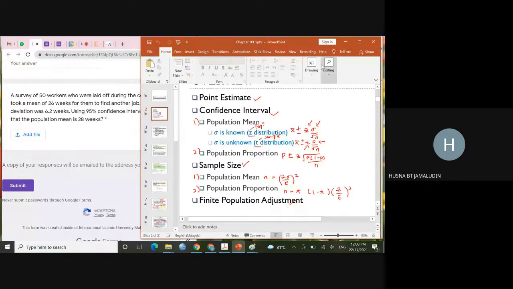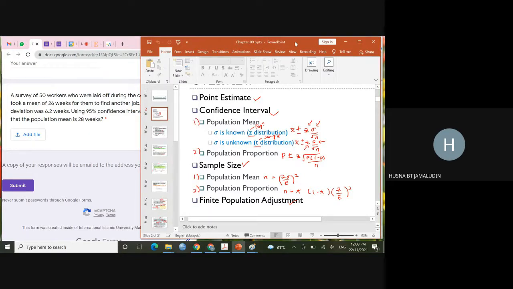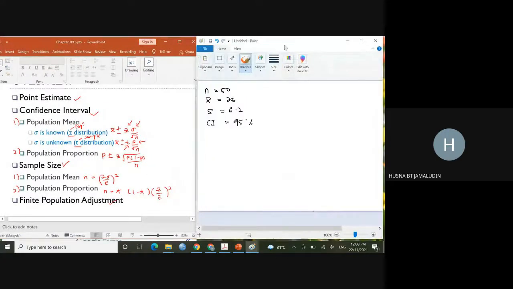So T distribution. Why T? Because your sigma is unknown. Your population standard deviation is not given. Here, the standard deviation given is a sample standard deviation, not a population standard deviation. So you have to use a T distribution. So what is the formula? Let me write it here so that we can just apply it. X bar plus minus T multiplied by S over square root of N.